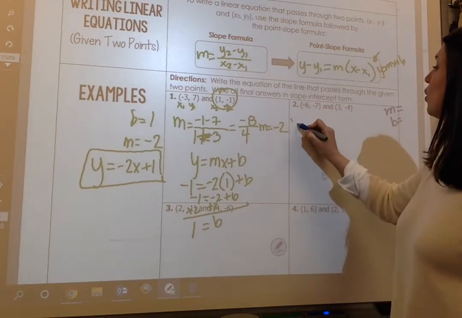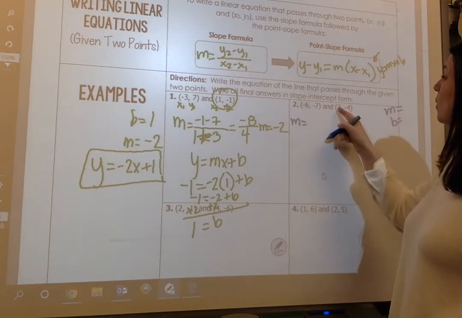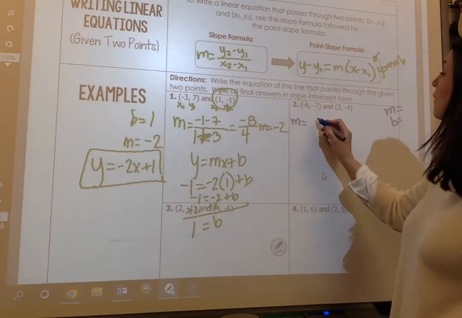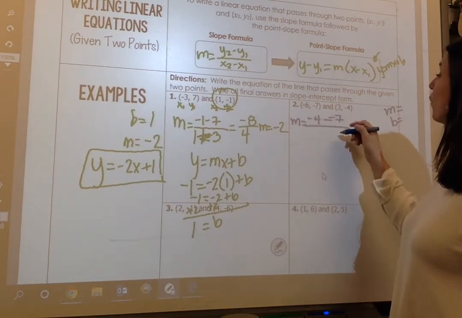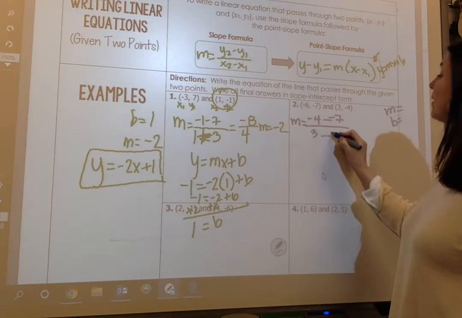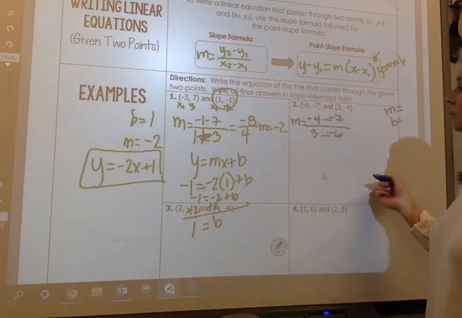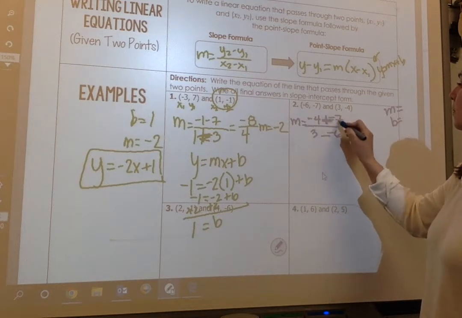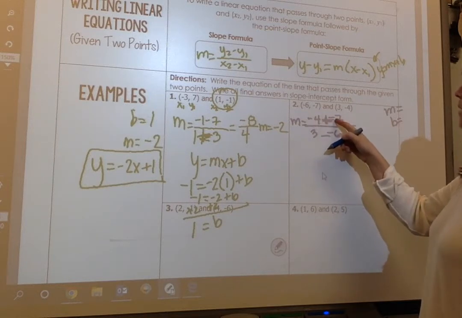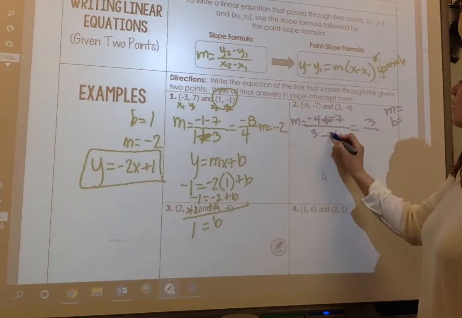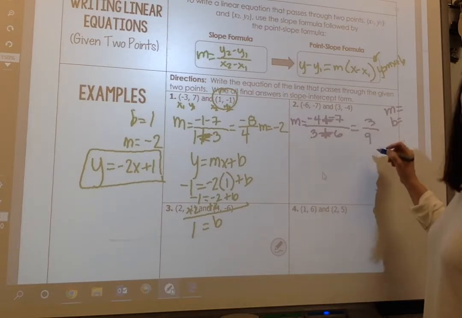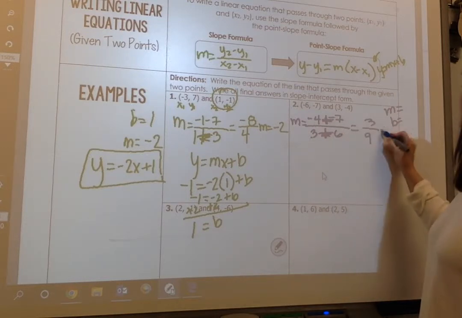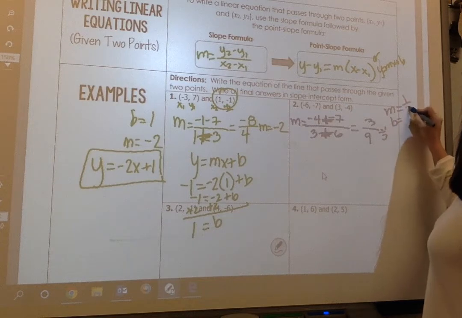So to find my slope, it's y2 minus y1. Be careful of that negative. So -4 minus a -7 over 3 minus a -6. When I simplify this, this becomes a positive, and I get -4 plus 7, which is 3. This becomes a positive. 3 plus 6 is 9. And don't forget, slope you always reduce, and that's 1/3. So my slope is 1/3.